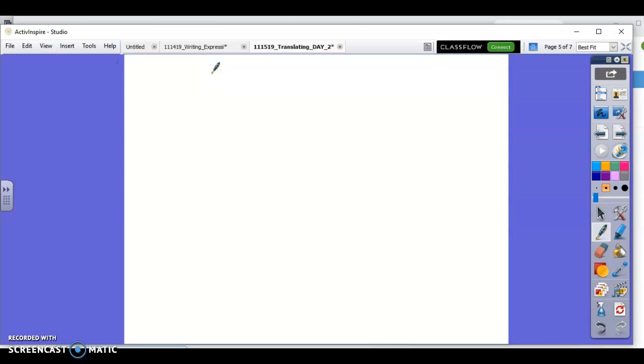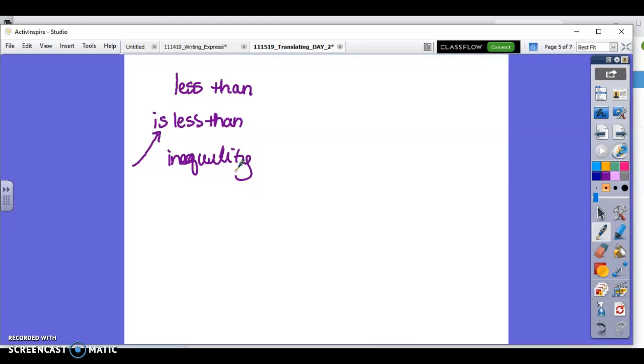So I want to talk about when you see "less than." So this is different than seeing the words "is less than." If you see the words "is less than," that's an inequality. That's when you're going to have an actual less than symbol. This is not. This means to subtract. And we're going to sort of talk about that.